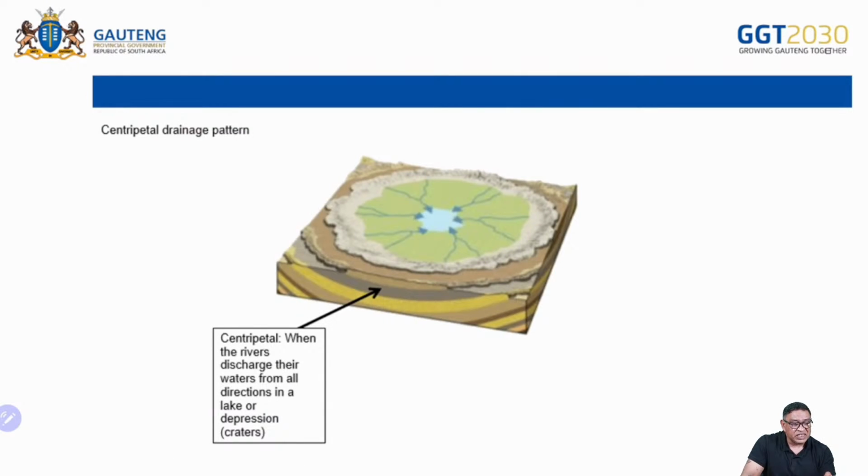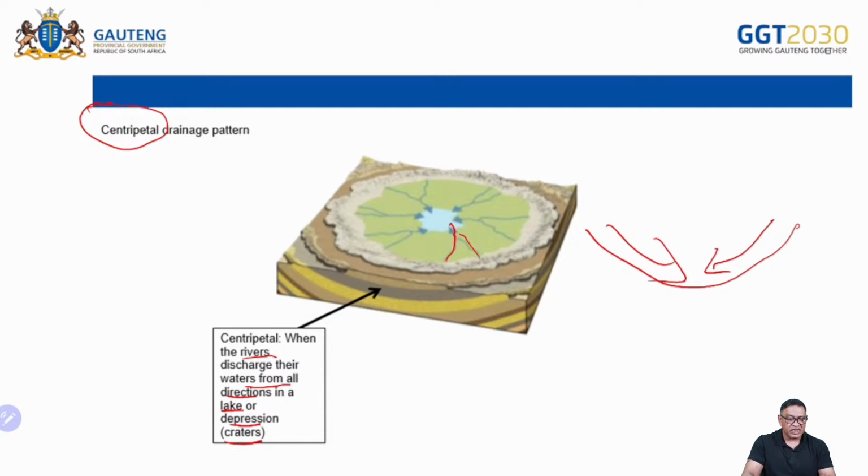And of course, we've got the centripetal pattern where it moves inwards. And this could be a basin where it goes into an area, right? When rivers discharge their water from all directions into a lake or depression or crater, they move inward. So it's radial when it moves away from a dome, and centripetal when it moves into a basin or a lake or anything that's more basin shaped. Okay, I think we've created clarity with that.